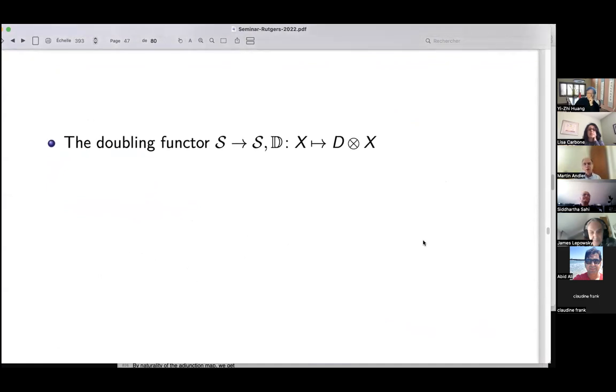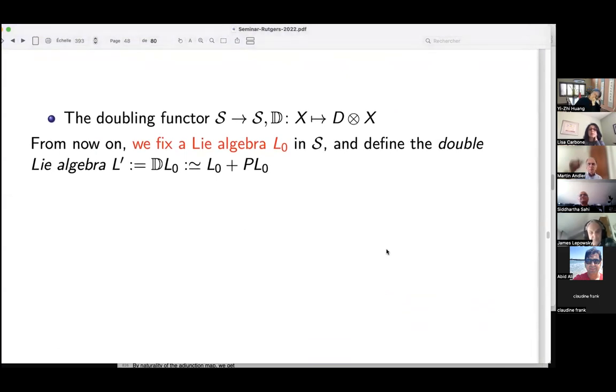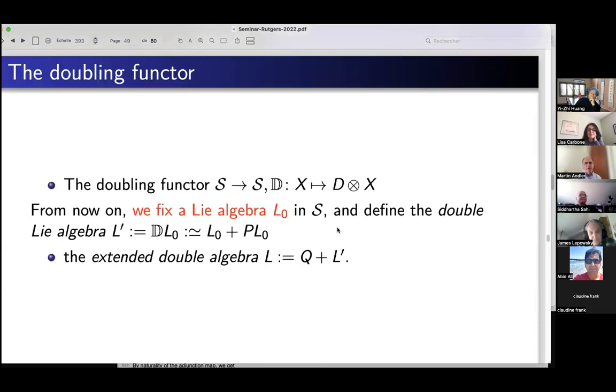Now we consider the doubling functor, which is tensoring by this D. And since D is, quote unquote, dimension two, D is I plus P, we can apply the doubling functor to a given Lie algebra, which is fixed for the rest of the talk. And we define the double Lie algebra L prime, which is D tensor L zero, and it's isomorphic to L zero plus PL zero, PL zero being an abbreviation for P tensor L zero.